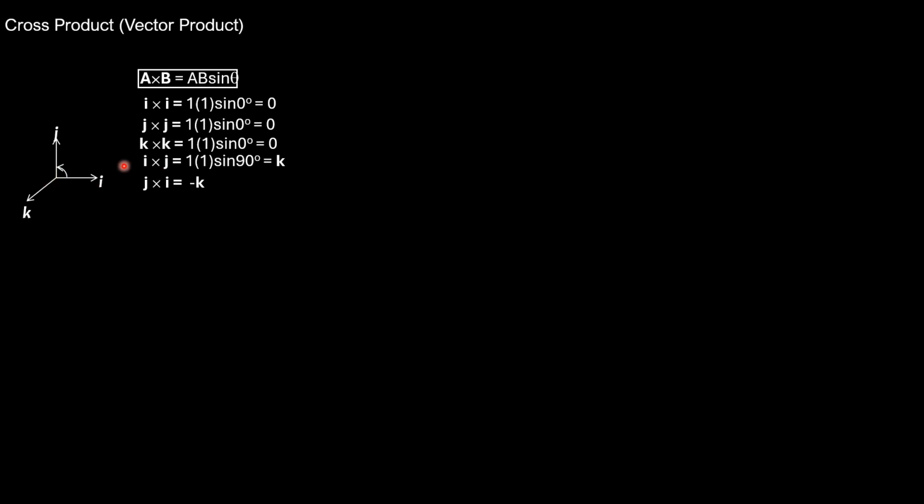And J cross I: your forefingers point towards the J direction, curl them towards the I direction. Notice that your right thumb will point in the opposite K direction. So that's why it's negative K. Then we have J cross K equals 1 times 1 sine 90, so it is I, while K cross J is negative I.